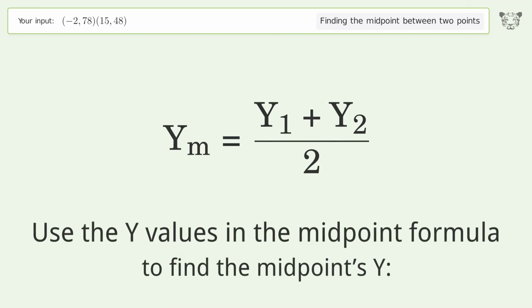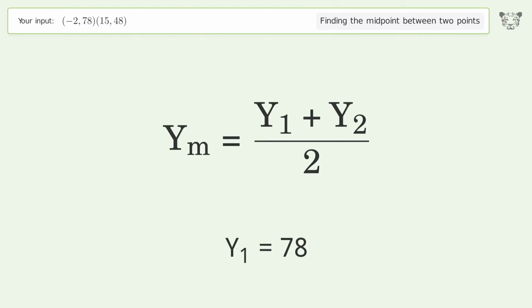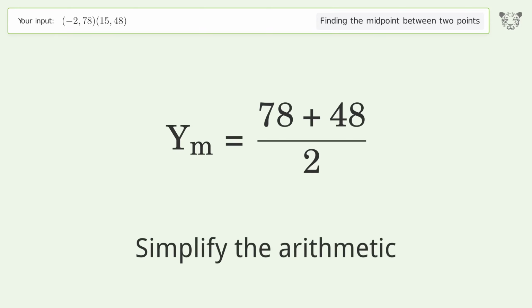Use the y values in the midpoint formula to find the midpoints y. y1 equals 78. y2 equals 48. Simplify the arithmetic.